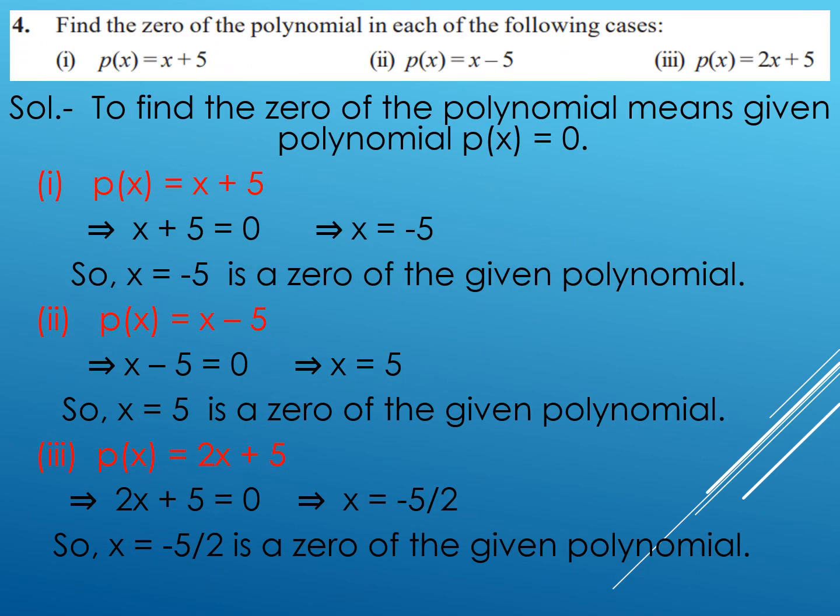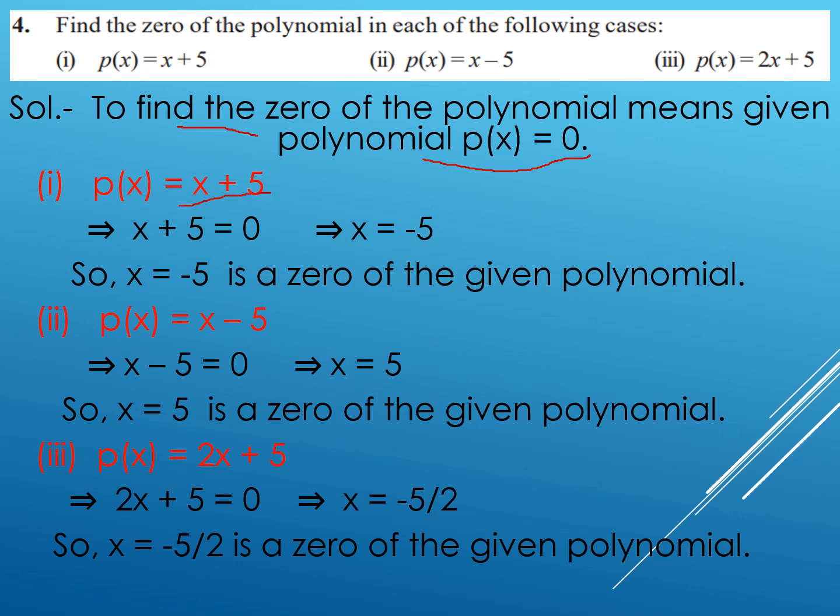Question number 4. Find the 0 of the polynomial in each of the following cases. So children, we have done the questions in which we have to check whether the given variable is a 0 of the polynomial or not. In this question, we have to find the 0 of the polynomial. So in this case, we will put the given polynomial p(x) is equals to 0 and then find the value of the variable x. That means to find the 0 of the polynomial, we have to put polynomial p(x) is equals to 0.